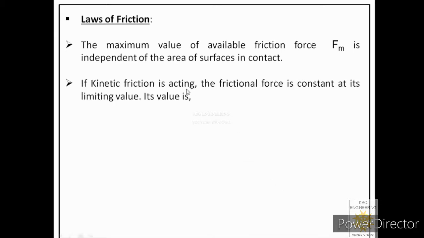If kinetic friction is acting, the frictional force is constant at its limiting value, and its value is given as Fk equal to μk N, where μk is the coefficient of kinetic friction and N is the normal pressure acting on the body.